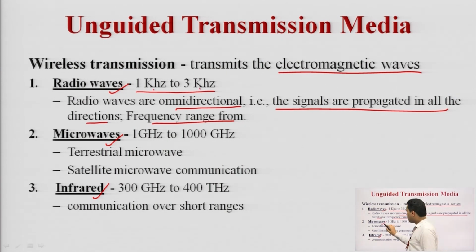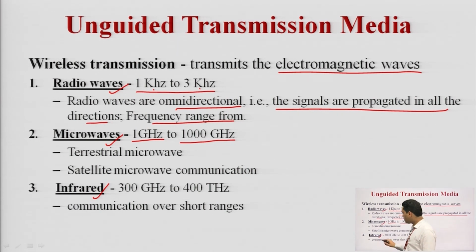Microwaves are different ones, which are used frequently from 1 gigahertz to 1000 gigahertz. These are basically under two categories: one is terrestrial and the other is satellite microwave. When we talk about satellite communication and radar communication, we are using this type of wave.